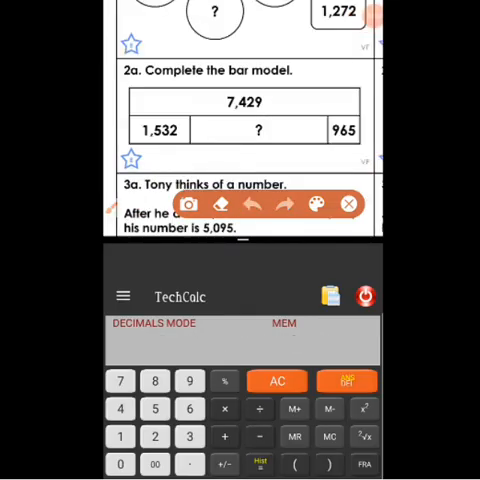So number 2A says complete the bar model. Okay, now this is a full complete one bar. Now you can see that in this second bar it is divided into three. So this is actually a whole bar. So when you add all the components of this bar, it will surely give us 7429.